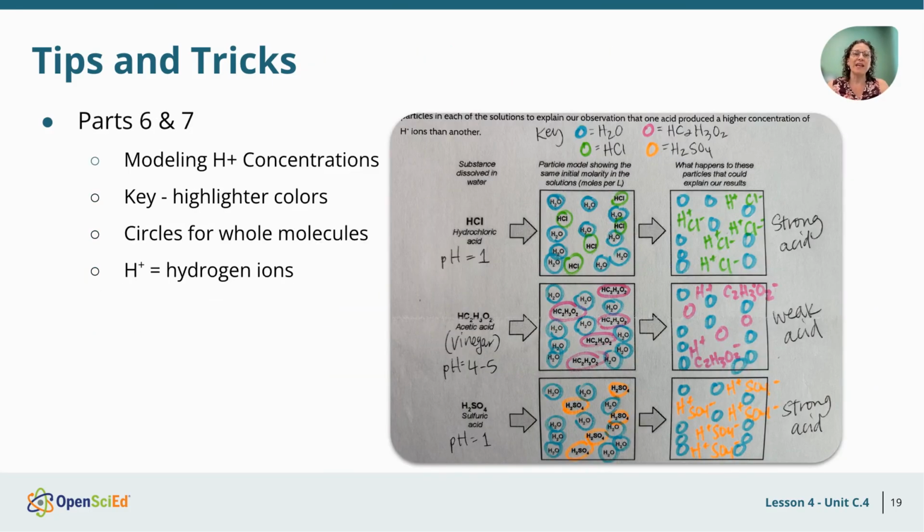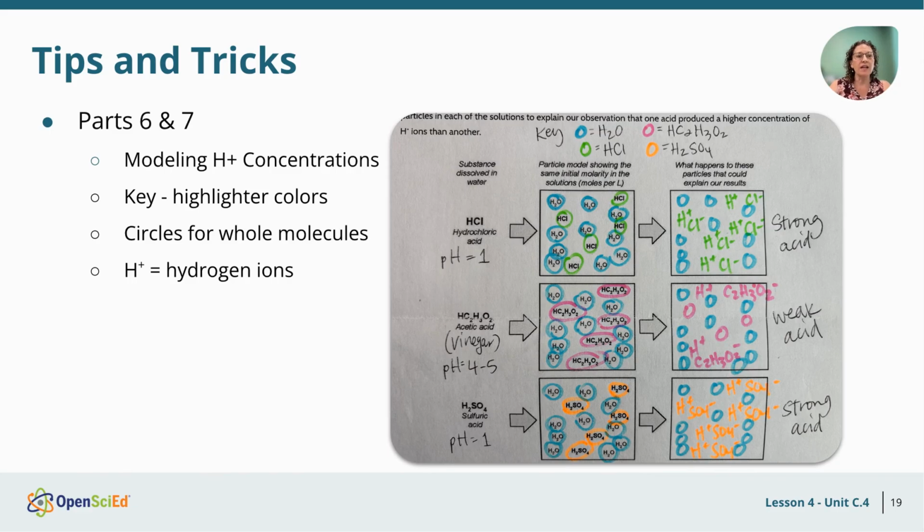In part 7, the answer key doesn't have anything drawn in the boxes on the right column showing what happens to the particles. So I decided to make a key with different colors in it to represent the molecules that were involved. I made all of the water circles since it was easy to draw in the tiny space. For the strong acids, hydrochloric and sulfuric acid, I showed how those dissociated completely by writing the hydrogen ions separate from the rest of the remaining ion. For the weak acid, acetic acid, I showed that only some of the molecules broke apart and some stayed together by having some circles representing the whole molecule and then a couple where I had separated the hydrogen ion.